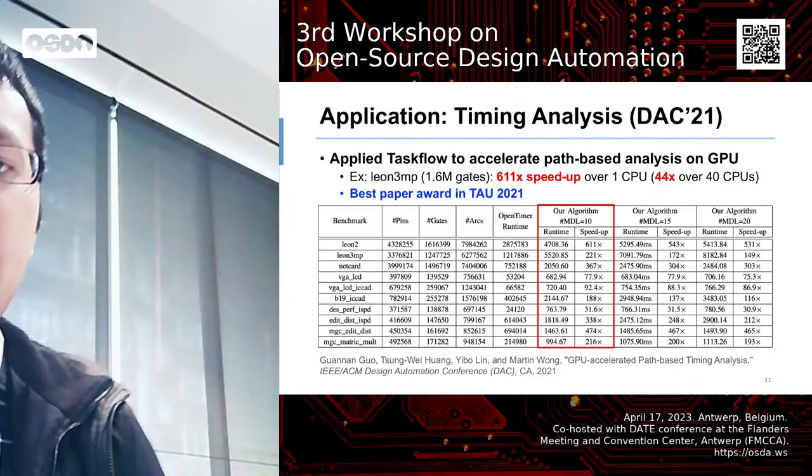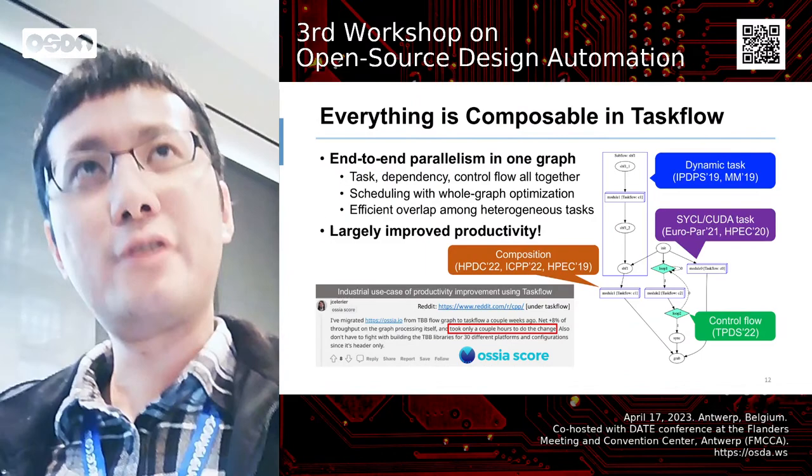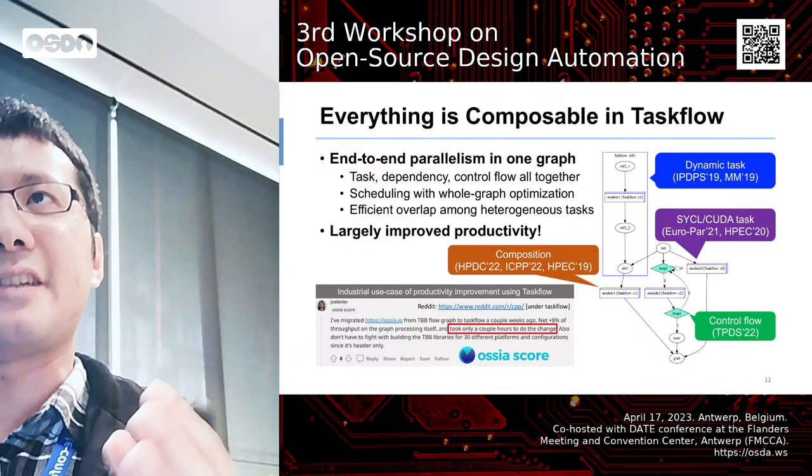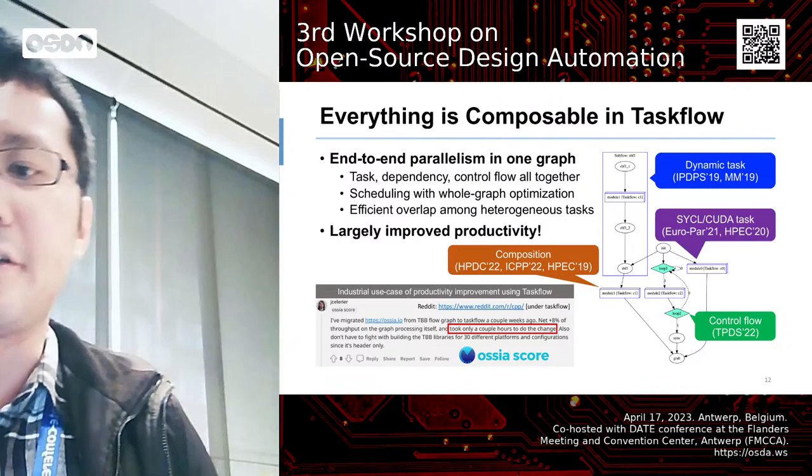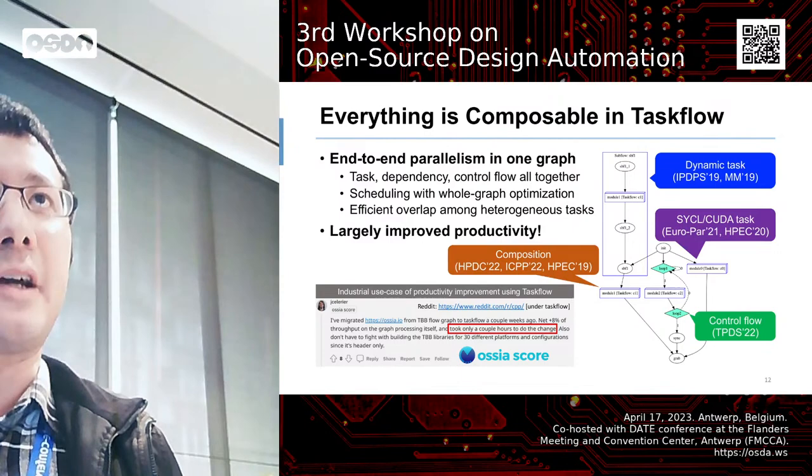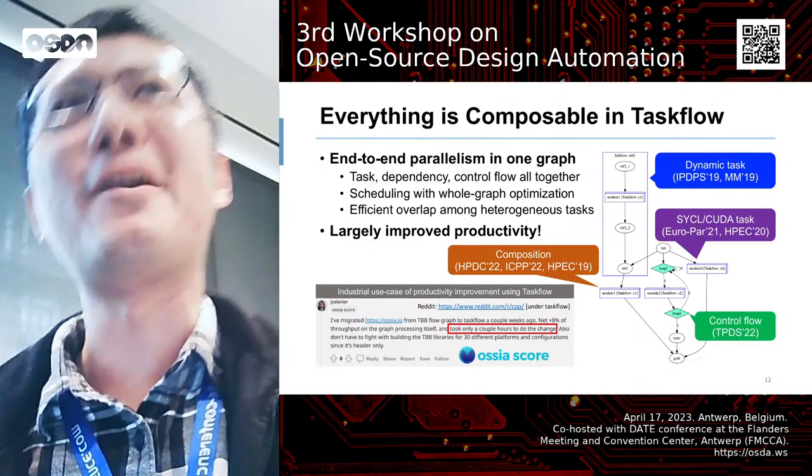Everything is composable and is unified in our system. Task dependency and control flow are all associated with each other. So you can represent a very generic control task flow graph and achieve end-to-end parallelism. For example, there is a post on Reddit sharing how Taskflow helped their company migrate an existing multimedia engine to the parallel target in just a few hours, and the performance got about 8%.